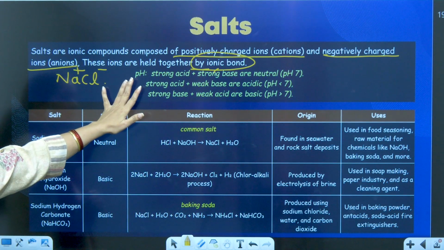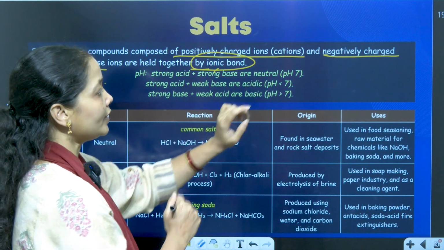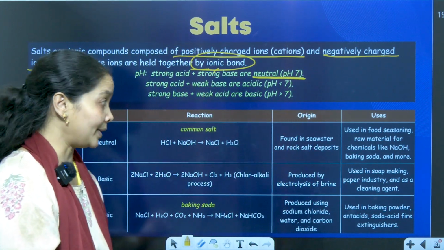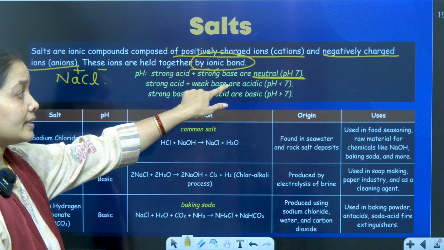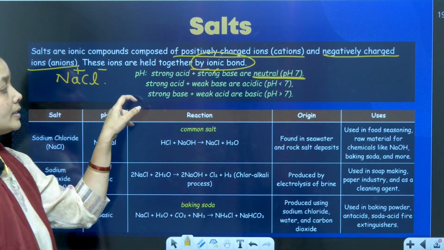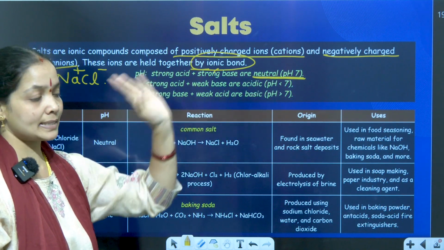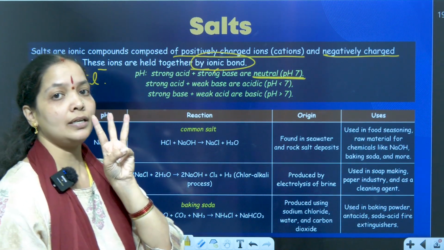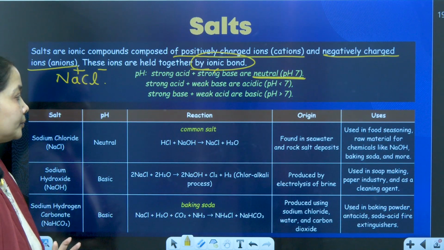If the salt has a strong acid and a strong base, then we call it a neutral salt. For neutral salt, the pH will be exactly 7. If I merge a strong acid with a weak base, they are called acidic salt. The third type is, if I take a strong base and a weak acid, I form a basic salt. So 3 types of salt: one is neutral salt, acidic salt, basic salt. And the combinations are provided on the board.